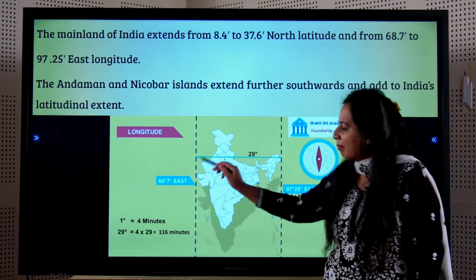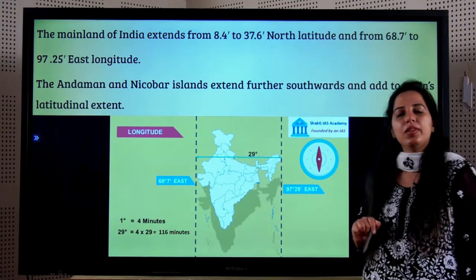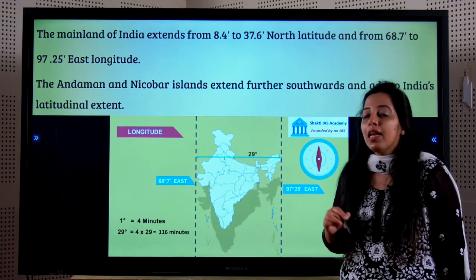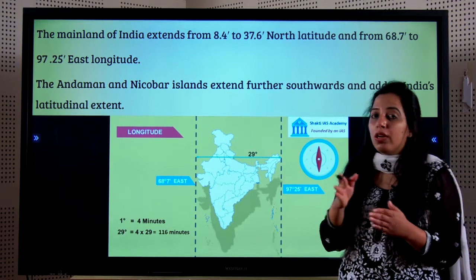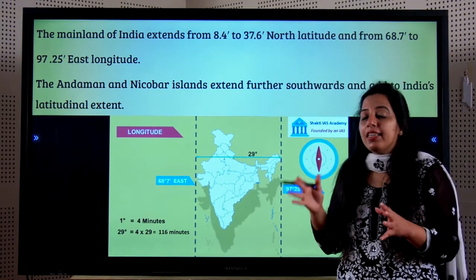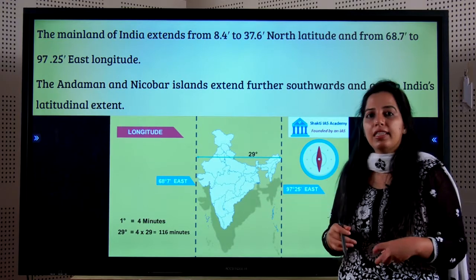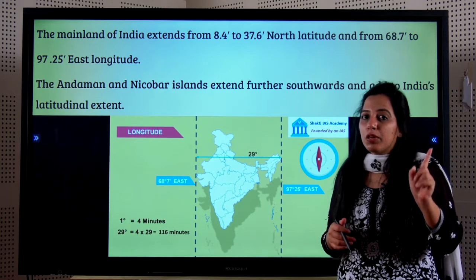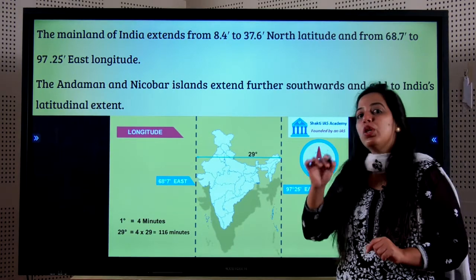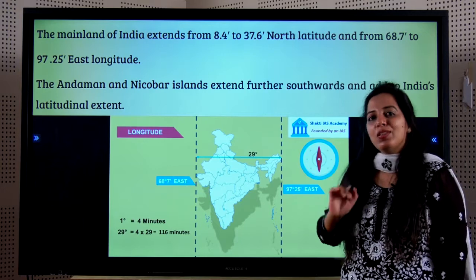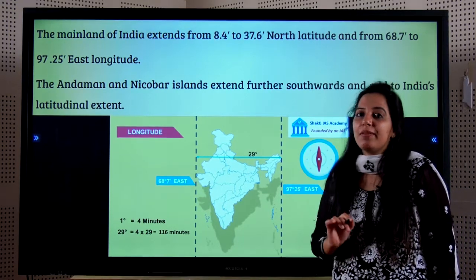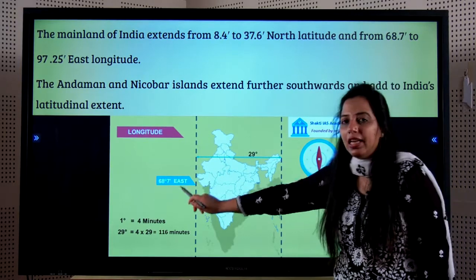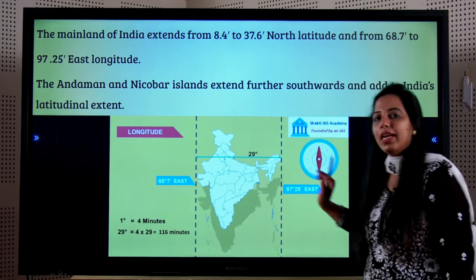You all may get a doubt, ma'am, why east and east in both the places? And in terms of latitude, why north and north in both the places? We speak of latitude and longitude by considering in which hemisphere the country is located. If you all remember, we discussed India is in the northern hemisphere. So when we spoke about latitude, we always put the word north. And then we also discussed that India is in the eastern hemisphere. So when we put longitudes, we put east in both the cases, starting point to ending point.